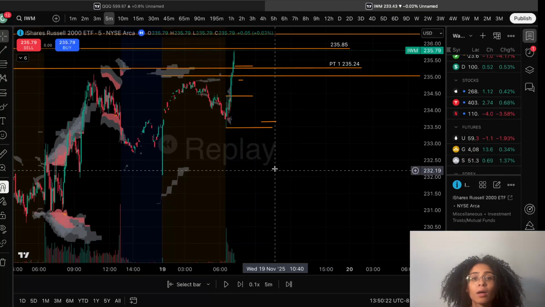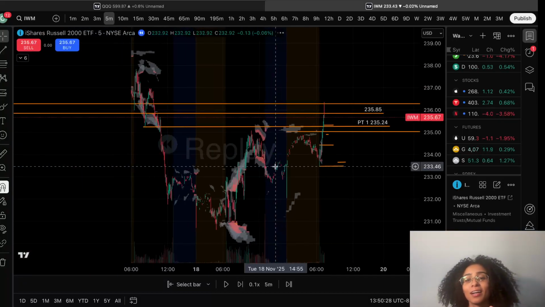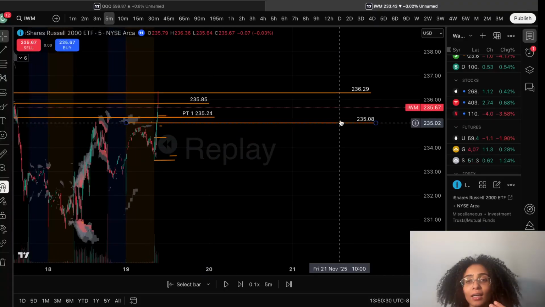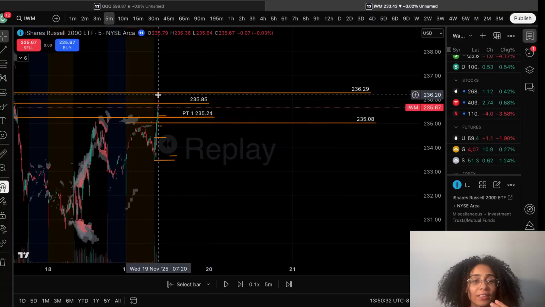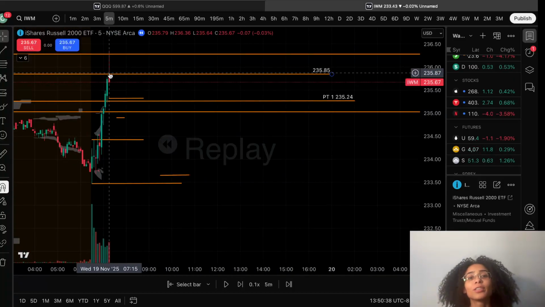Strong push. What happens here? We push all the way to PT3, and go a few cents past it. 236.29. The high of this candle was 235.70. The high of this candle was 236.36.